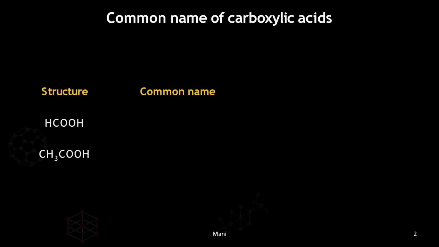So carboxylic acids, just know a very few important carboxylic acid names and their structures. If you see the common name for HCOOH, that means there is only a single carbon, so it is called formic acid. And if you see CH3COOH, there are two carbons, and we call it acetic acid.